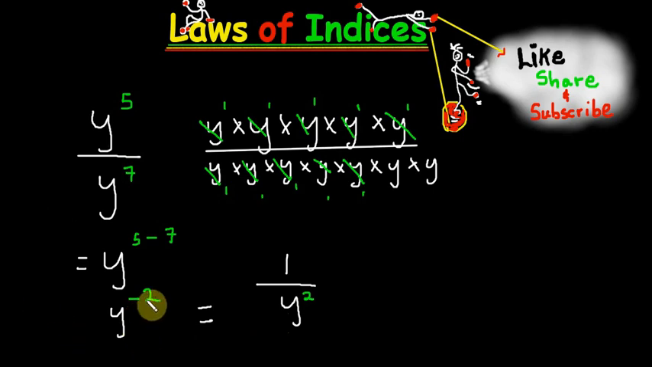Y to the minus 2 is equal to 1 over y to the second power, and this brings us to a next rule. Whenever we have a negative power, as in this case, y to the minus 2 is equal to 1 over y to the second power, and this is what we call the reciprocal. Y to the minus 2 is equal to the reciprocal, 1 over y to the second power.